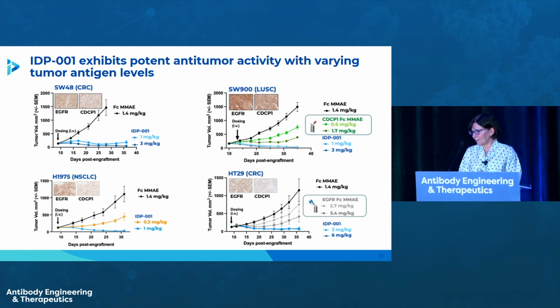And so with all of these different xenograft models here, you can see we have very nice anti-tumor activity with just a single IV dose administration. And if we use just a CDCP1 or an EGFR monovalent binder in the graphs on the right-hand side there, we still have activity, but it's not as good as the bispecific.